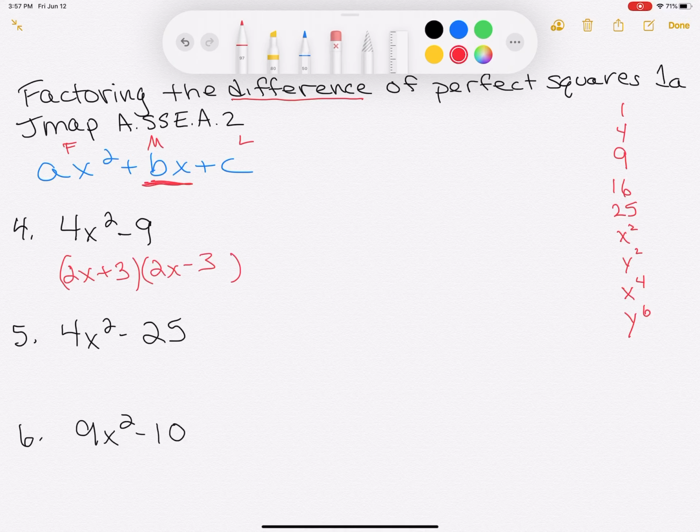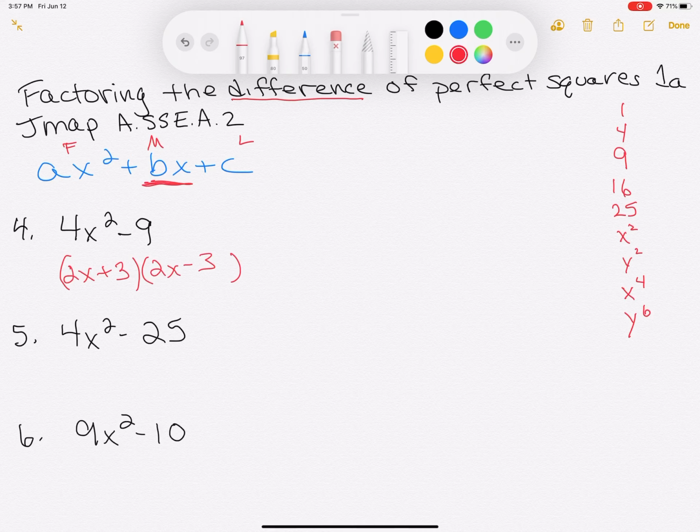The next one, we have something very similar, and these all came from previous algebra exams. So these are very common to the types of problems that you would have to complete on that. So we have 4x squared minus 25. Again, a is not equal to 1.